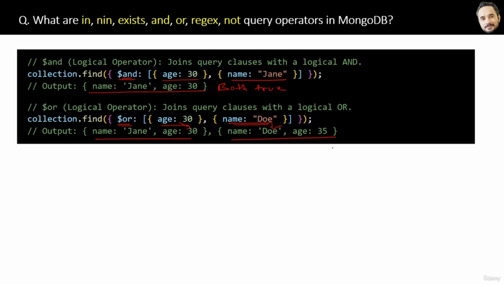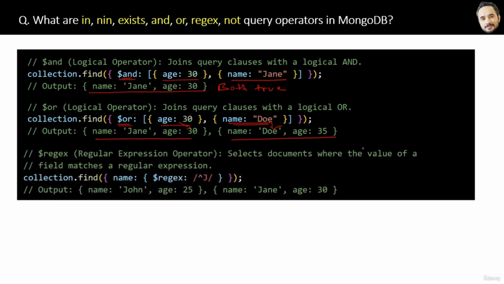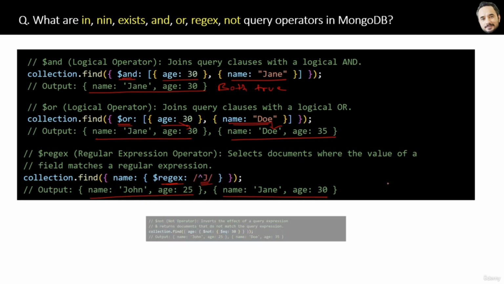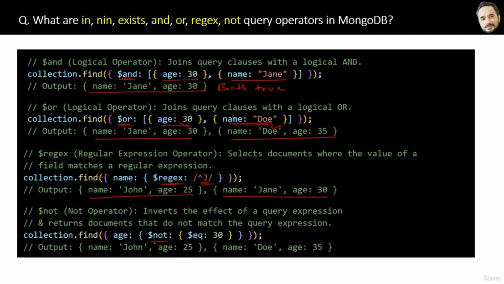Great. Then we have the regex operator that selects those users whose name has this J expression. Therefore, the documents of John and Jane are selected, but not that of Doe, because Doe doesn't have J. Okay. And finally, we have the not operator, and it is clear from its name only. Here, those users will be selected whose age is not equal to 30. In the output, 25 and 35 are selected, but not 30. Okay, great.